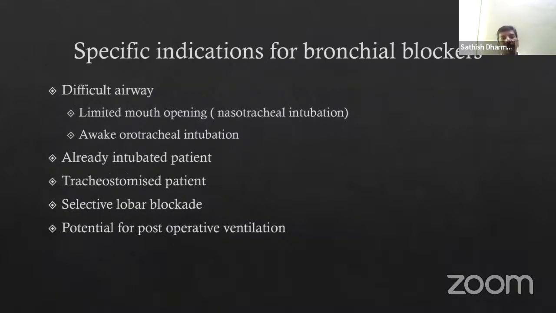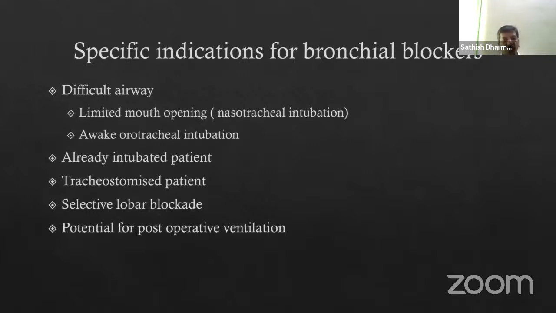There are specific indications for bronchial blockers, particularly when you have a difficult airway, and particularly when the patient has limited mouth opening, if you need a fiber optic bronchoscope or nasotracheal intubation, then insertion of a DLT will be extremely difficult. So you place a single lumen tube and pass a bronchial blocker and isolate the lung. Or if you have a physiologically difficult airway, like a patient coming from ICU with less reserve, you can't extubate and put a DLT, and at that time the patient may not tolerate it. So in those conditions, you place a bronchial blocker.